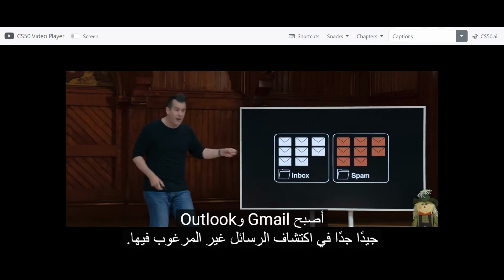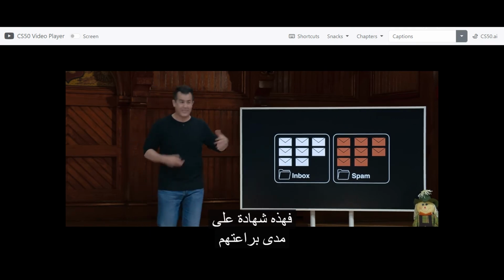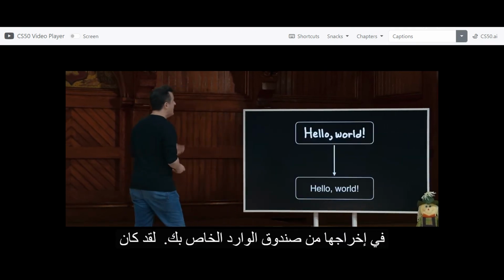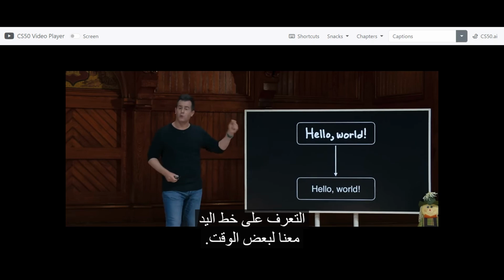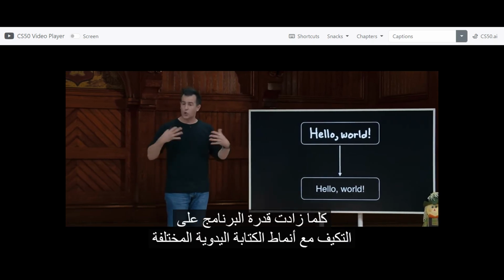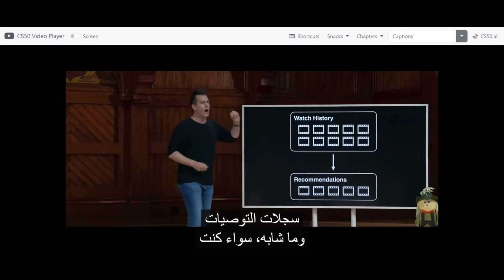It's been with us for some time, and it's honestly so omnipresent that we sort of take it for granted nowadays. Gmail, Outlook have gotten really good at spam detection. If you haven't checked your spam folder in a while, that's testament to just how good they seem to be at getting it out of your inbox. Handwriting recognition has been with us for some time. I dare say it too is only getting better and better the more the software is able to adapt to different handwriting styles such as this.